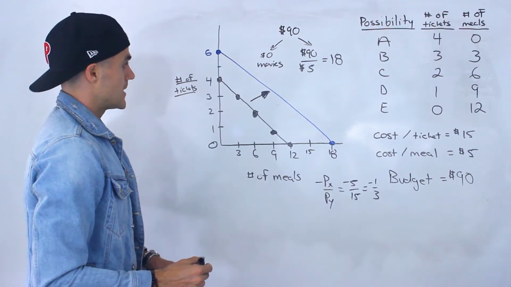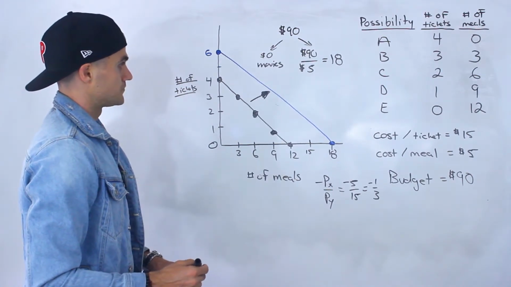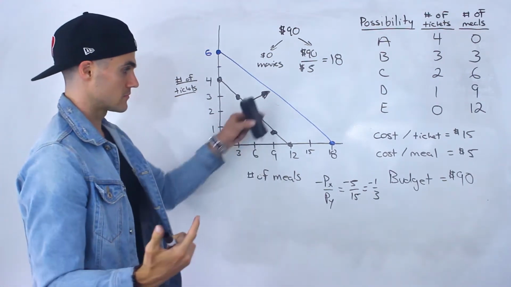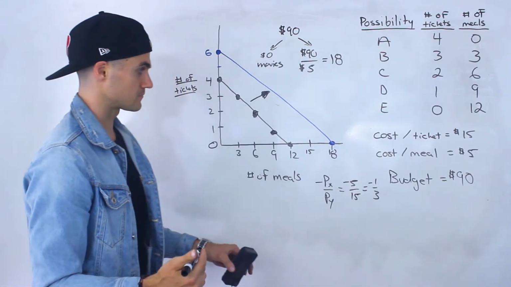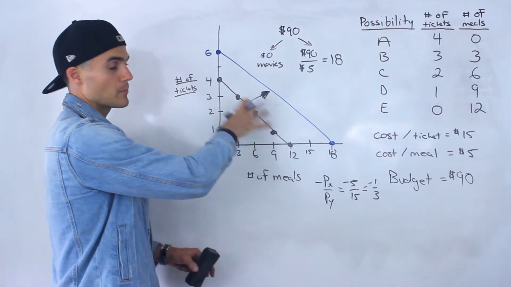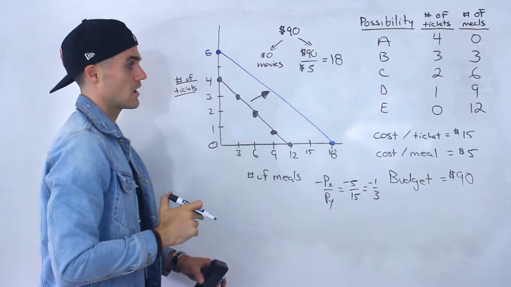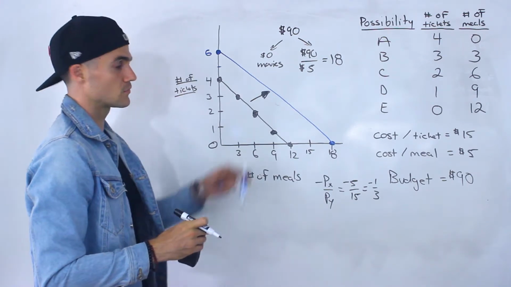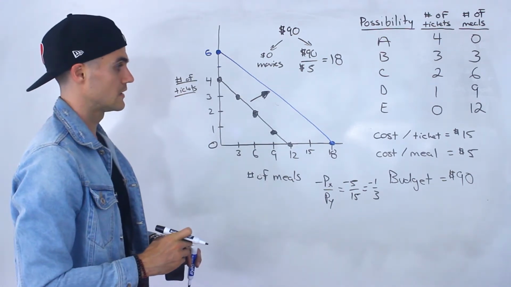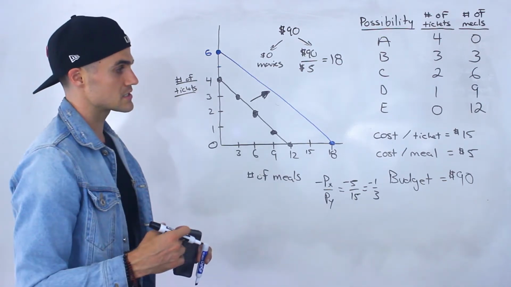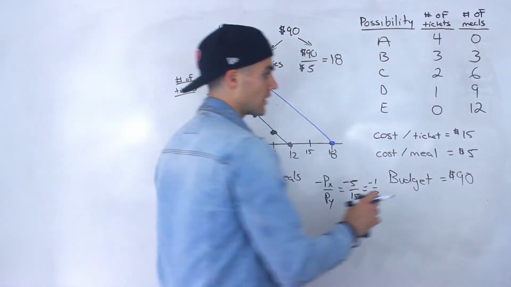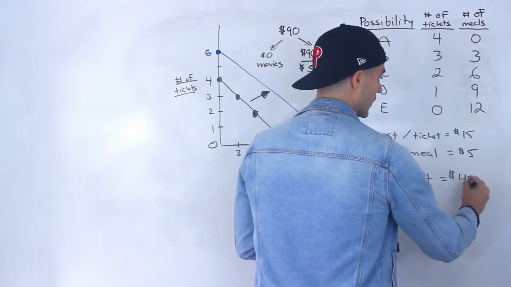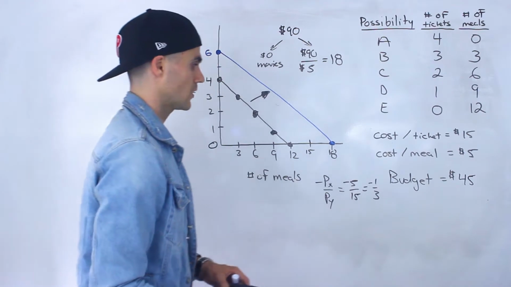Okay, what else to mention? Yeah, it just shifts it out. The opportunity cost stays the same, right? The slope is staying the same. It's just there's more combinations now that we can execute with that increased budget. Now, what if the budget decreases? So what if the budget goes from $60 to $45, let's say? What's going to happen then?